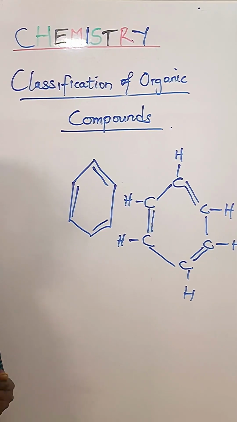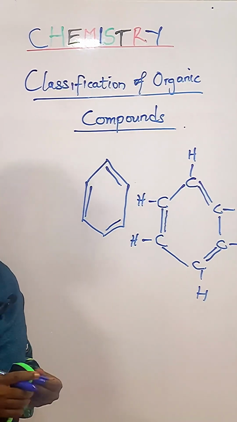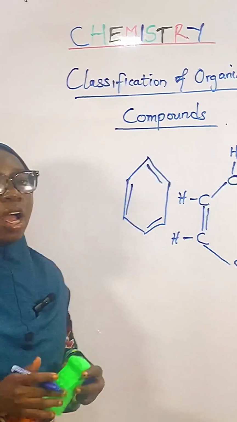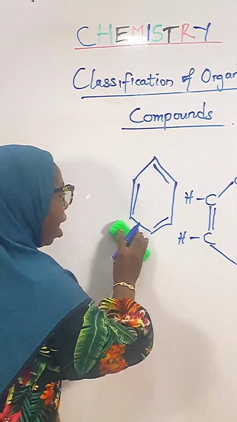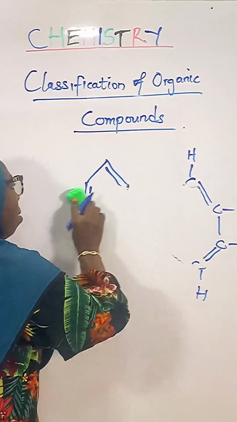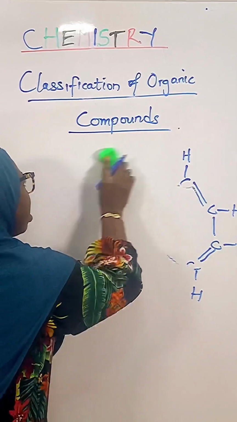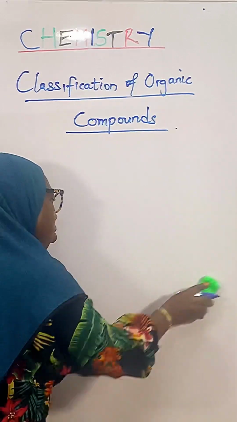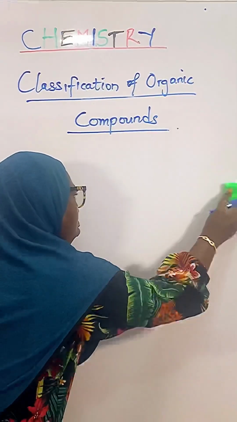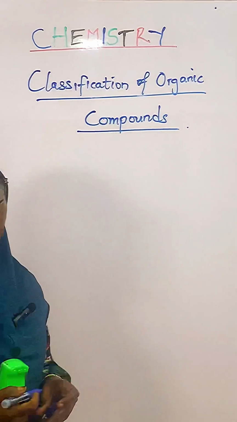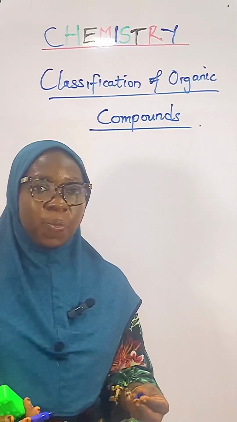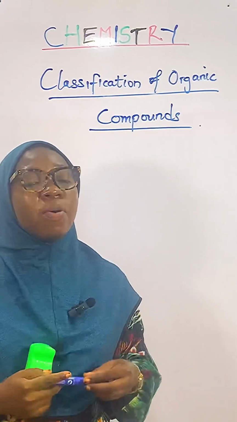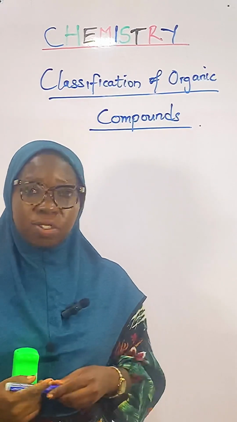Then this homocyclic compound can also be divided into another part. We call it aromatic compound. Aromatic compounds are compounds that consist of one or more rings. Remember, I said one or more rings, which have alternating double and single bonds in their structure.